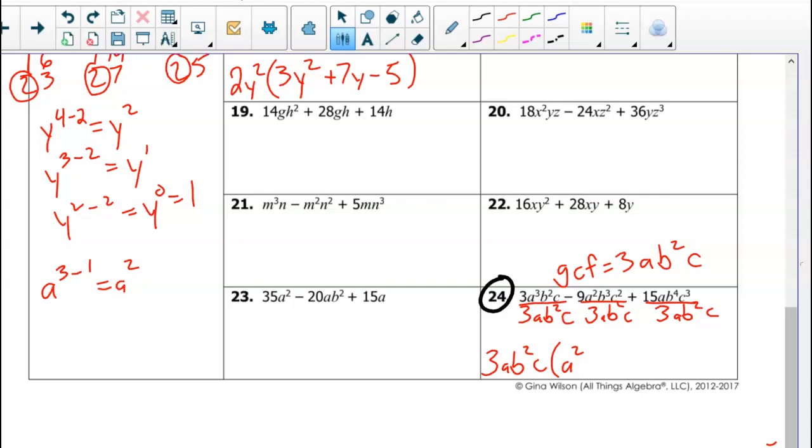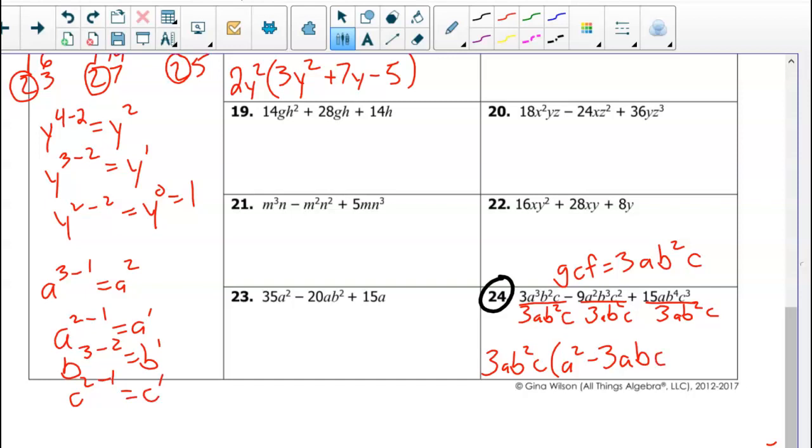Negative 9 over 3 is negative 3. A squared over a is going to become a to the 1st. B to the 3rd over b to the 2nd is going to become b to the 1st. C squared over c to the 1st is going to become c to the 1st.